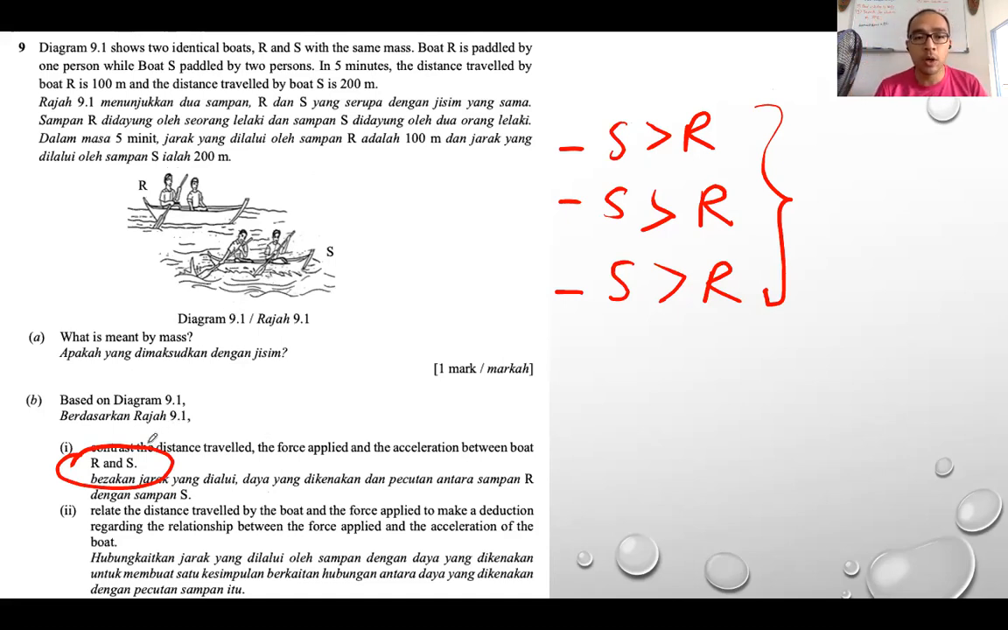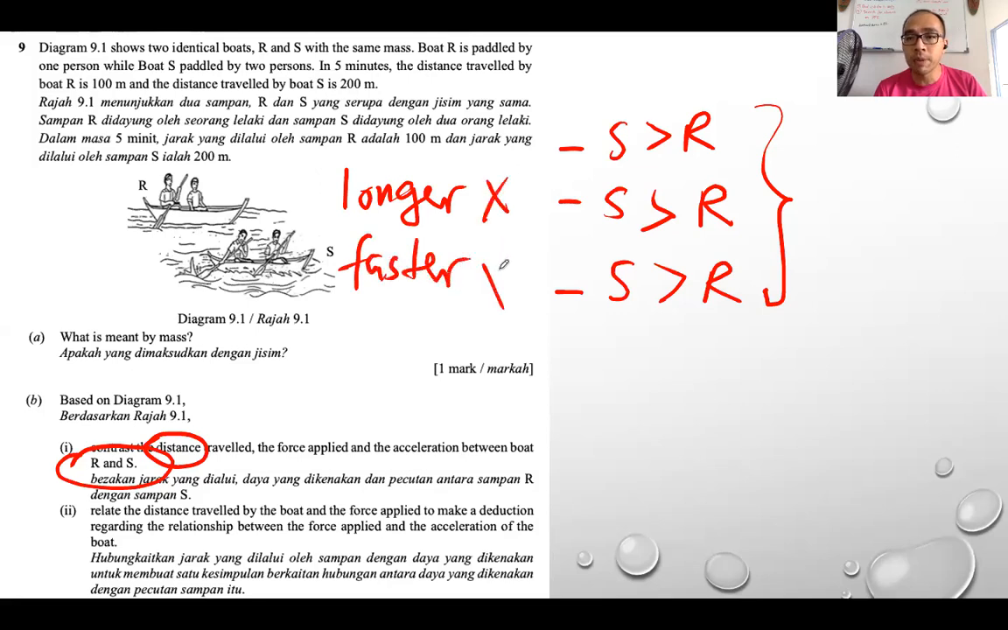I still see people who wrote longer distance, faster acceleration. As I said, these are all forbidden words. If you have written your answers in this way, and I marked you correct, please know that it is not because you are correct, it is because I felt sorry for you. So I give you the pity mark. You should not be getting pity marks, guys. You should be getting the actual proper marks. So don't hope for pity marks, because sometimes not everybody is that kind.